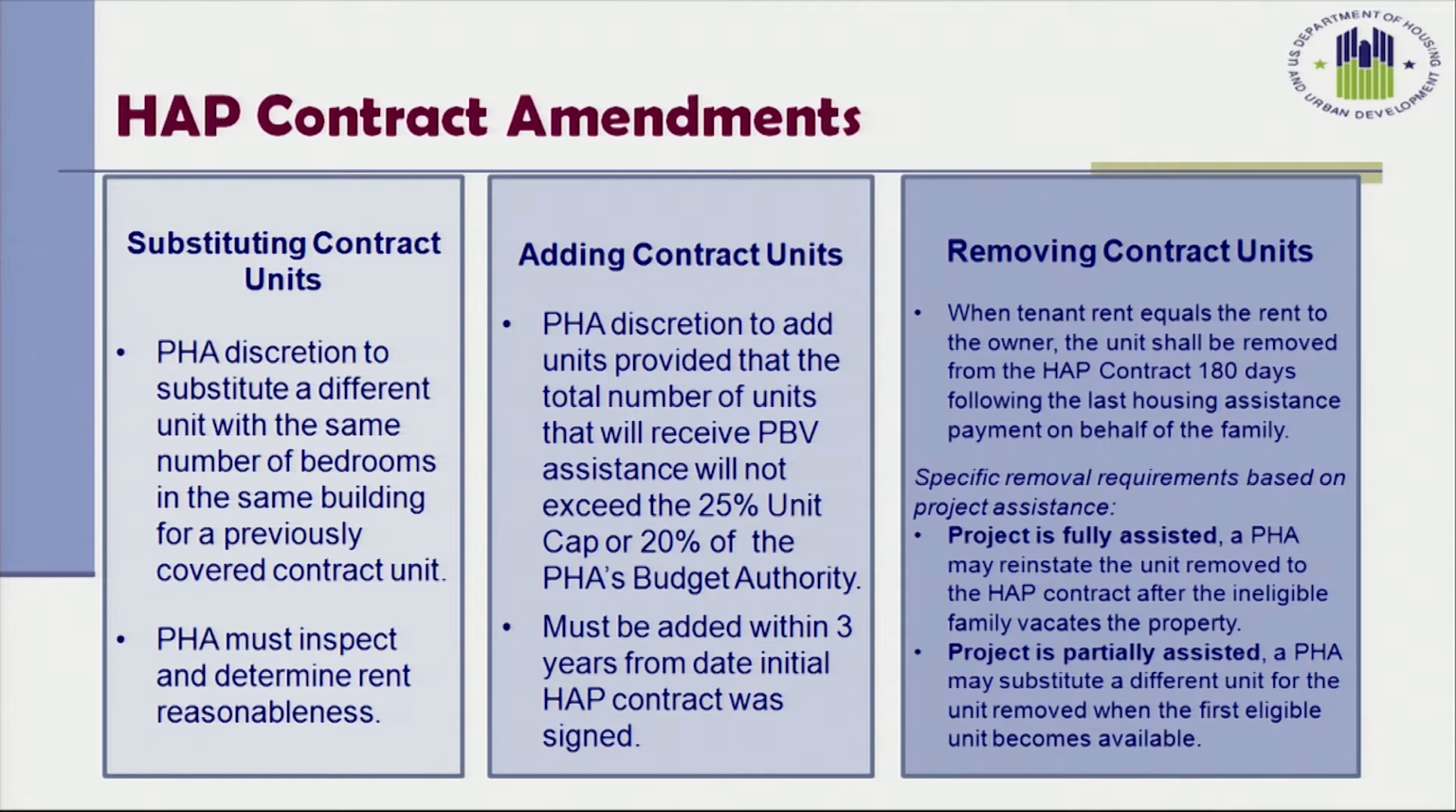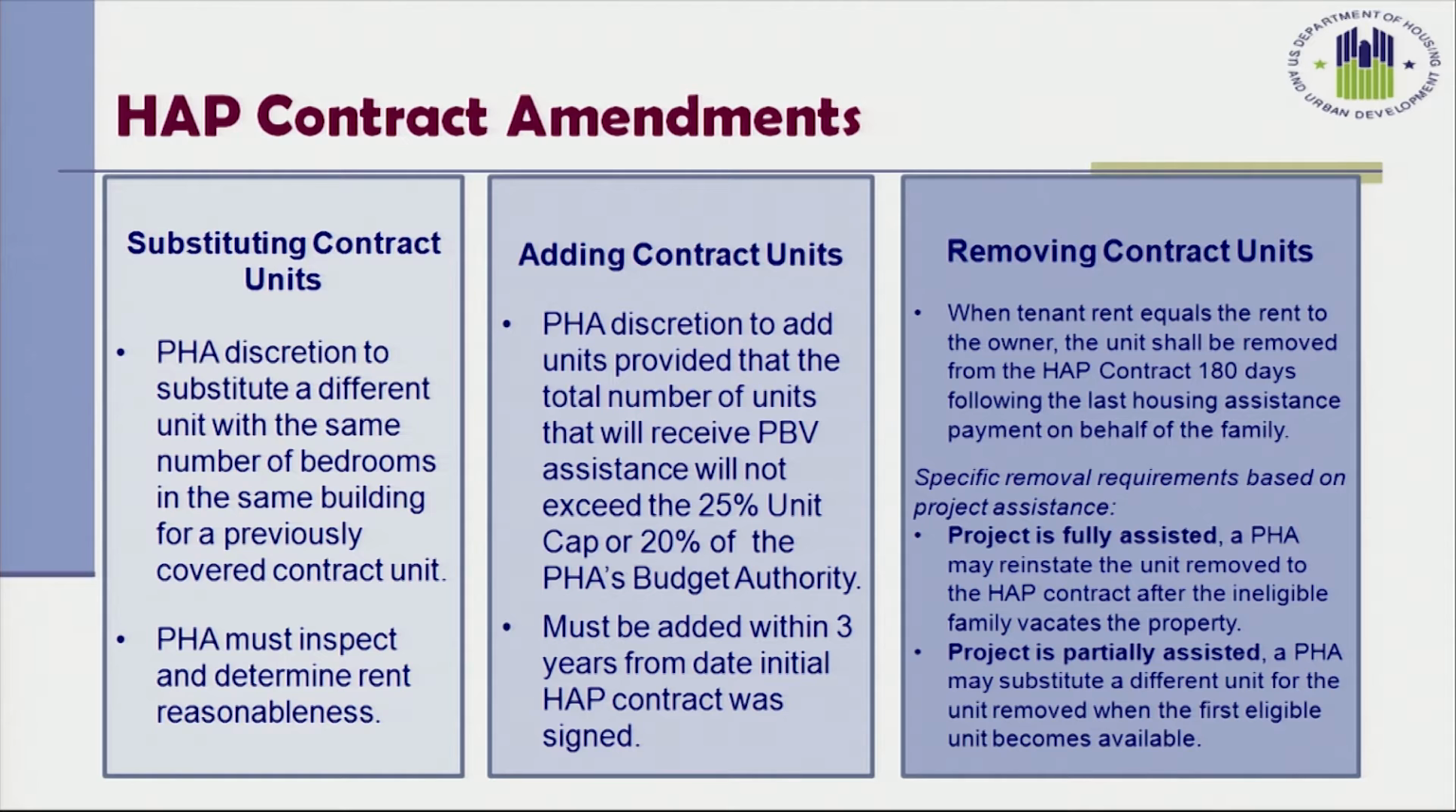The Housing Authority also has the discretion to add units to the contract, provided that the total number of units that will receive project-based voucher assistance will not exceed the 25% limitation if the Housing Authority has opted against providing accepted units under the contract. If accepted units are provided under the contract, the Housing Authority can add additional accepted units.